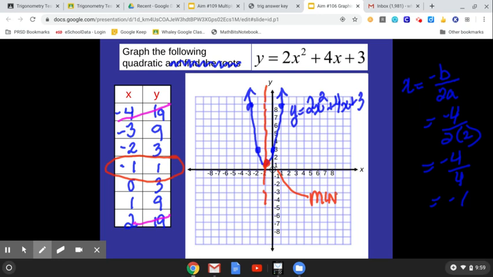All right, so there it is. Graphing a quadratic by hand using some assistance from the graphing calculator. Good luck practicing it with your homework tonight.